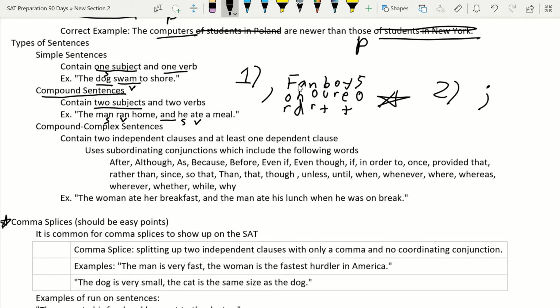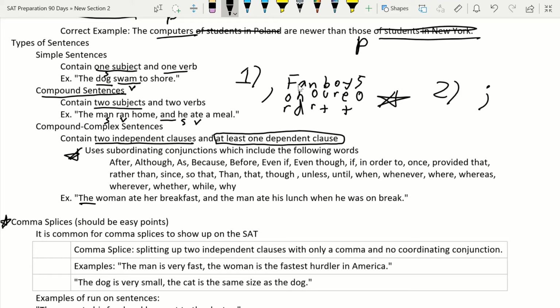All right, compound complex sentences. So compound complex sentences, they contain 2 independent clauses, right? So similar to a compound sentence, but they also have 1 dependent clause. Now a dependent clause can't be a sentence on its own, okay? So you can't have a dependent clause that can be a sentence on its own. So I'll go ahead and show you in an example before we come back to these subordinating conjunctions.